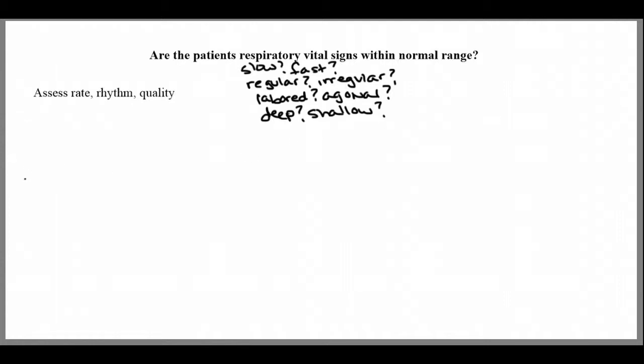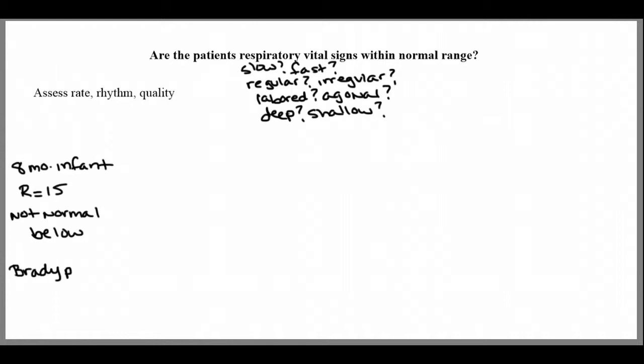So again, I'm only going to cover rate, and I'm going to go through examples. Say your patient is an 8-month-old infant with a respiratory rate of 15 breaths per minute. Referring to the chart, you see that this is not within the normal range. It is below it. This condition is referred to as bradypnea. Bradypnea is a condition in which the respiratory rate is below the normal range.